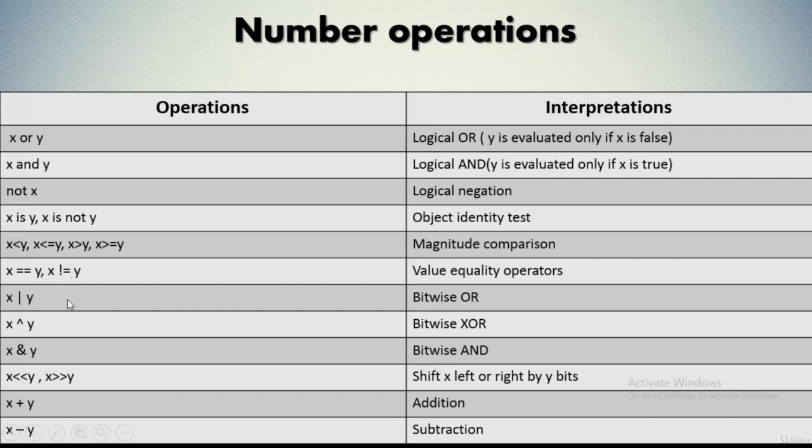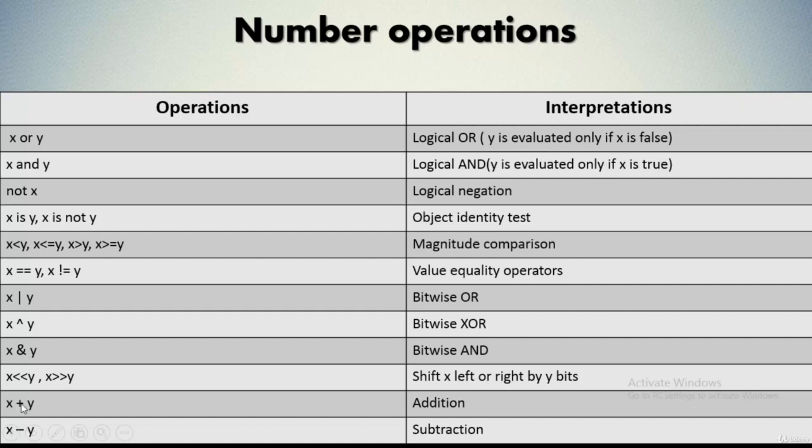Next we have bitwise OR. You can apply this over bitwise numbers. So if you have two bitwise numbers x and y, and we apply the OR operation over them, then it is called bitwise OR. Similarly, you have bitwise XOR, bitwise AND, left shift and right shift, which can be applied over bits basically. So all these operations are applied over bits.